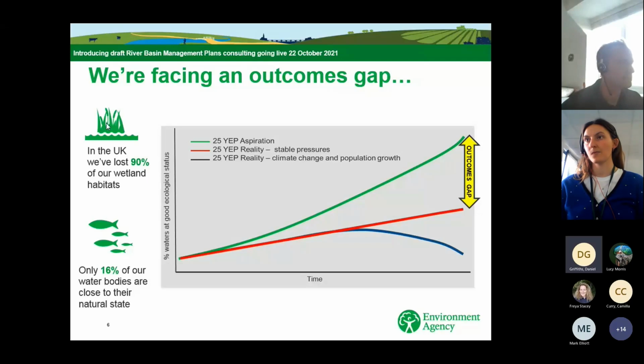We're also currently at a pretty challenging baseline. We've only got 16% of water bodies nationally that achieve good ecological status, and we've seen significant habitat losses that we need to reverse. I think the overall message really is it's all about having a rethink to addressing environmental challenges, which is something that we looked to address through the previous challenges and choices consultation.